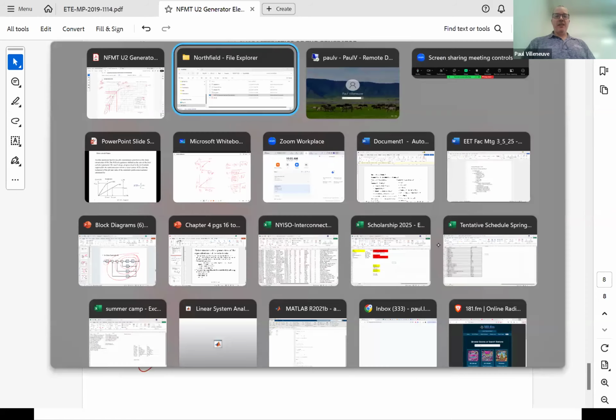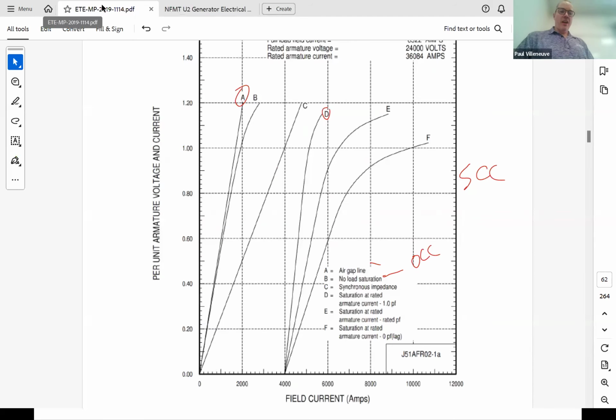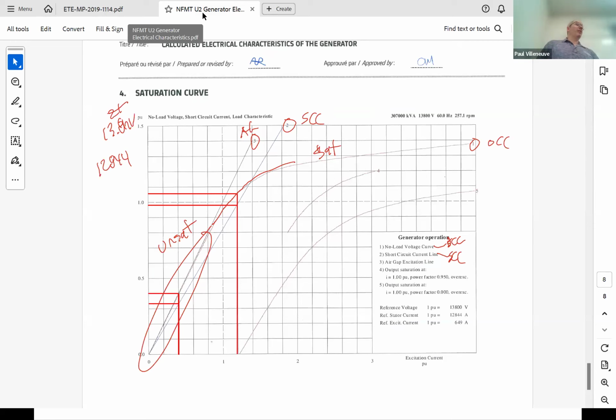If you look over here on what we were just looking at, they also do the same thing. This is per unit voltage and current, but I don't see, unless curve C is mislabeled because it says synchronous impedance. I don't know what that is. But it gives you rated voltage and rated current. So you just take that per unit number that you see, here, and you either multiply that by 13.8 kV or 12,844 amps. Okay. So just a way to go ahead and do that.